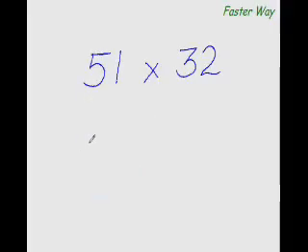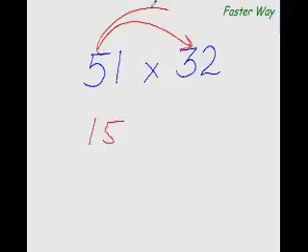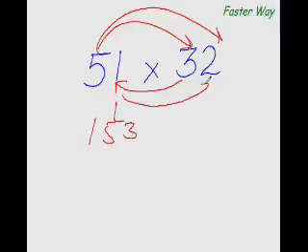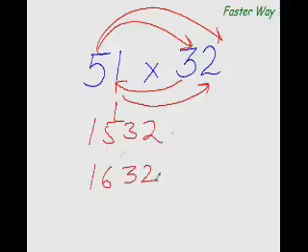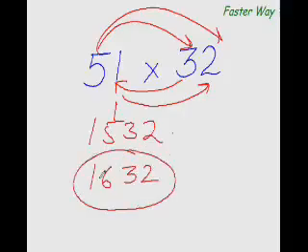Alright. So now let me show you the faster way of multiplying any two-digit number with any other two-digit number. So watch me. This is what my answer is, 1632. So have you understood how I have done this?